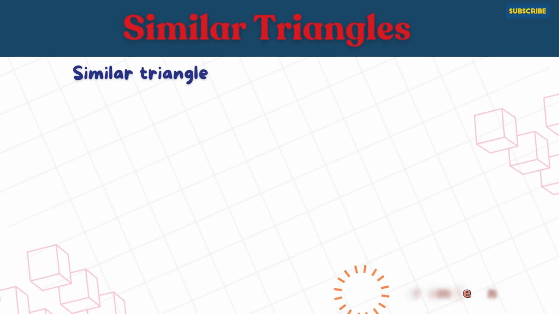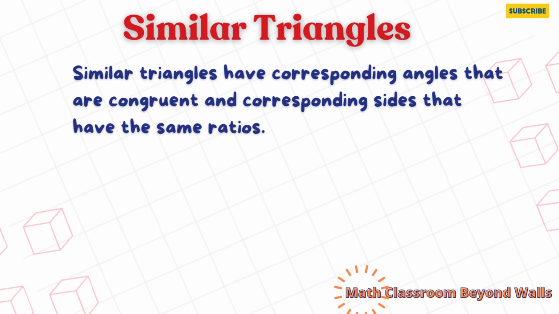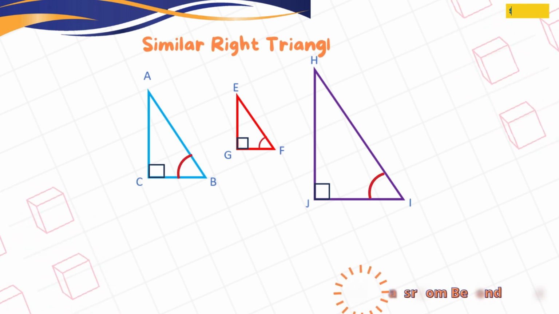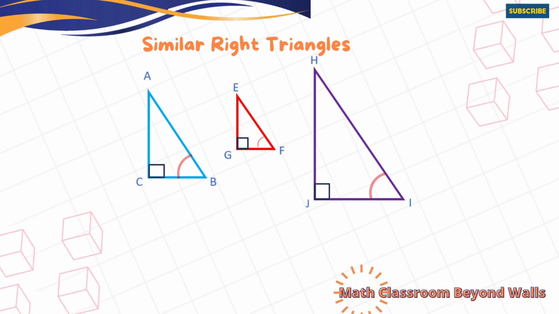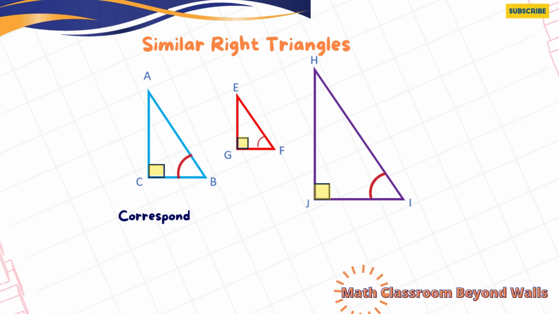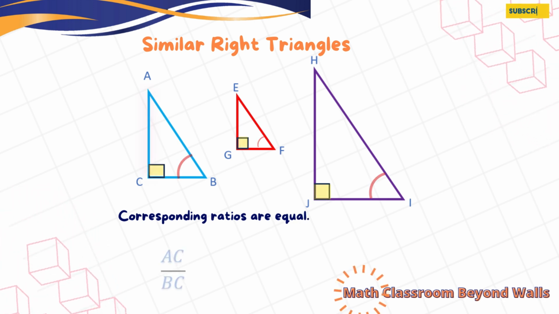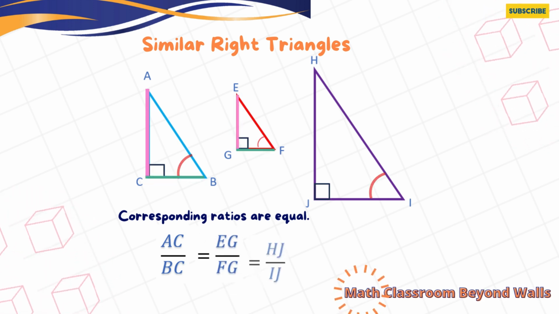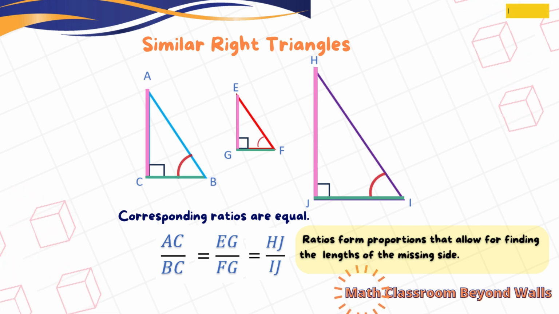Recall that similar triangles have corresponding angles that are congruent and corresponding sides that have the same ratios. In right triangles, once one acute angle of several right triangles has the same measure, all these right triangles having the same acute angle measure will be similar. That is certain from AA similarity. The equality of the corresponding ratios of similar right triangles, like what we have here, where AC over BC equals EG over FG equals HJ over IJ, forms proportions that allow for finding the length of the missing side.